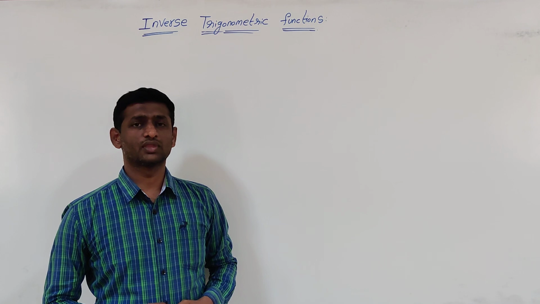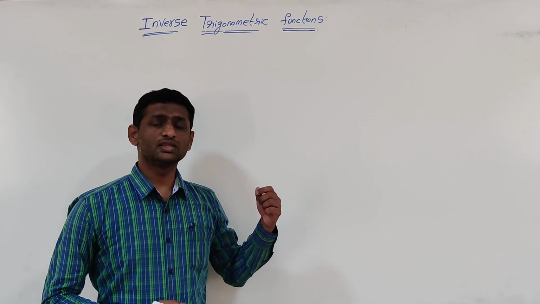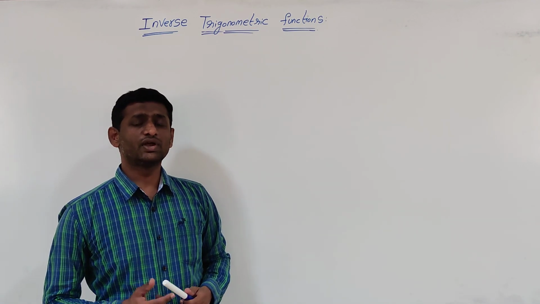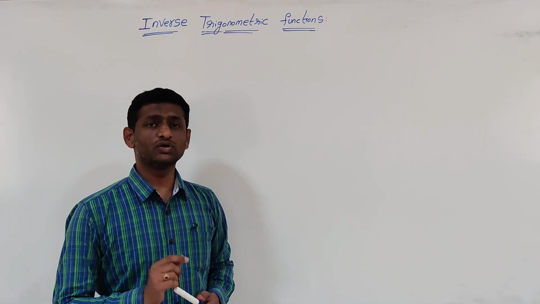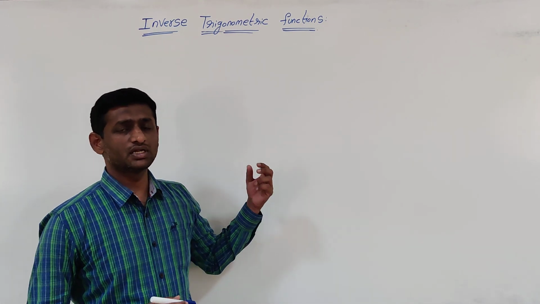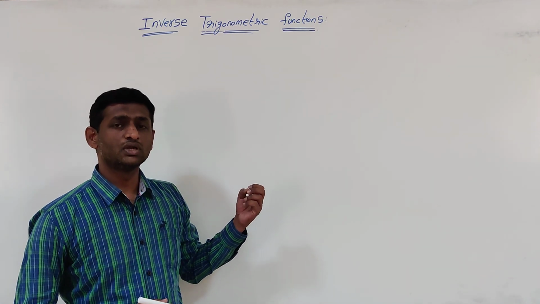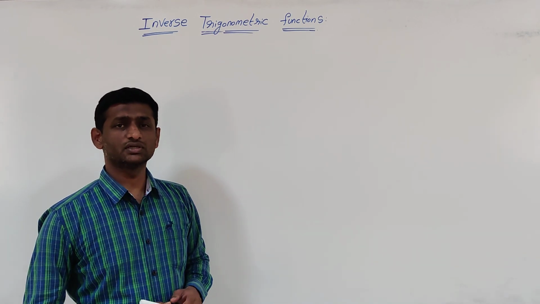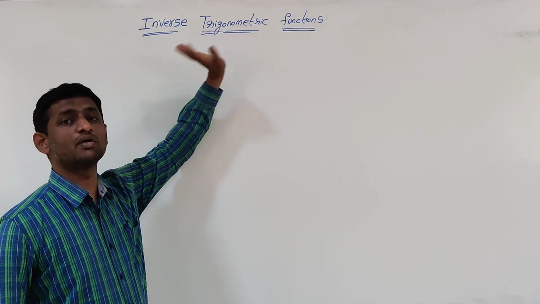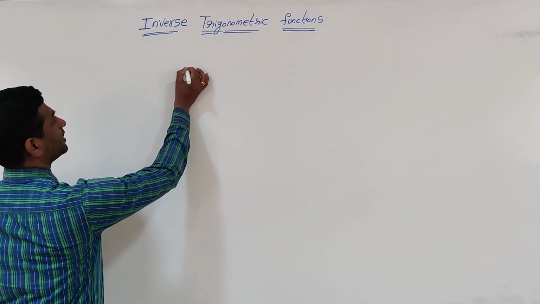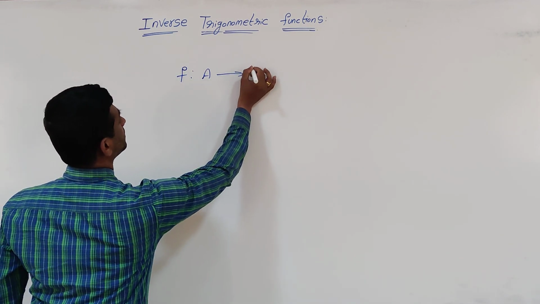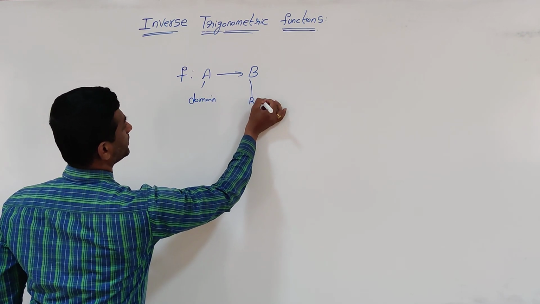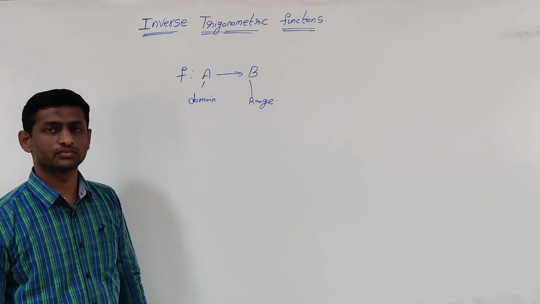Types of functions. Among the types of functions, when is a function said to be invertible, that is, for what type of functions does the inverse exist? So let me explain in brief what is a function, what is a bijection, and what is the inverse function before going to the inverse trigonometric functions. Suppose f is a function from A to B, where A is the domain and B is the range, as you already know.